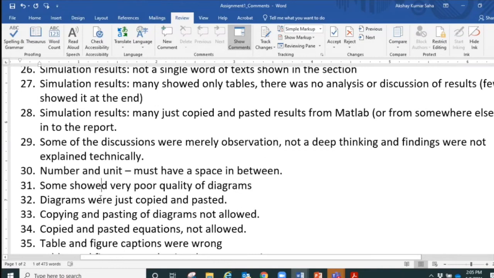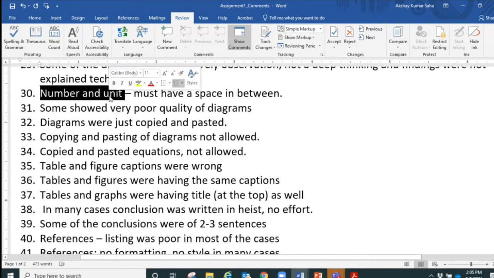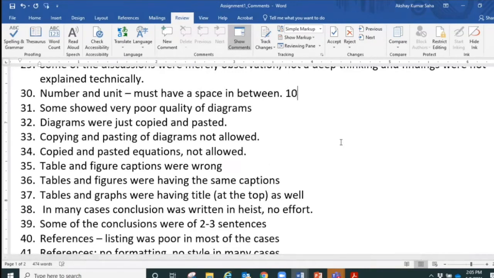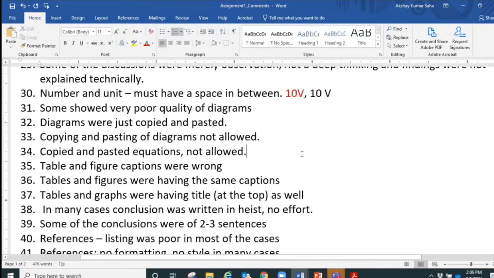You need to explain the findings technically, why they are the same, why they are different. That was not there. And then the number and unit must have a space in between. You cannot write 10V like this. It has to be 10 V like this. The first one is incorrect, this is wrong, and this is correct. So it has to be like that. Also remember these things for the selected topic as well, for the next ones that are coming.